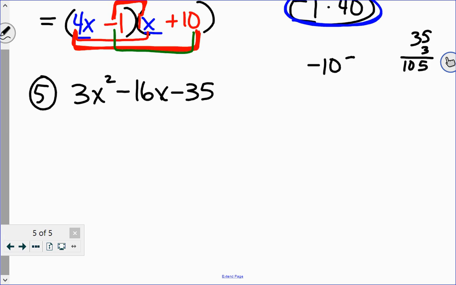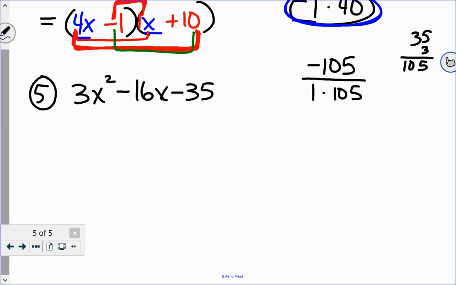The first one you should always write is 1 times whatever. And then remember, it's a negative 105. So one of these two factors has to be negative. Ultimately, I'm going to add them together, and I want negative 16 for the answer. So that means it must be the bigger number that has to be negative. Now, obviously, this one doesn't work, so I just need to keep trying.